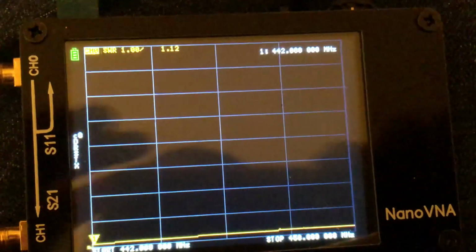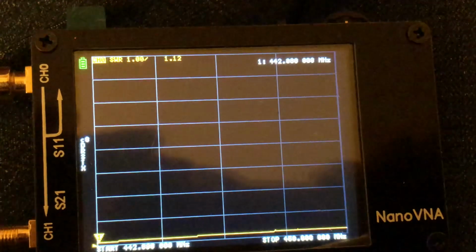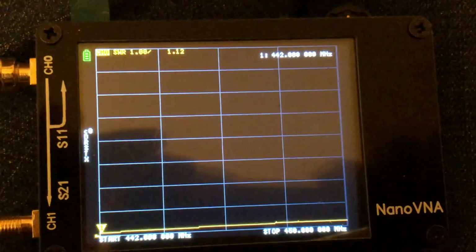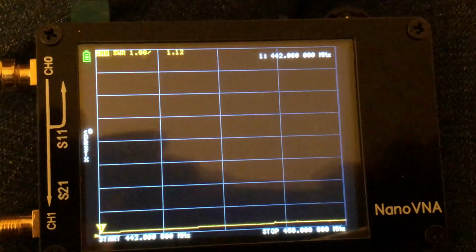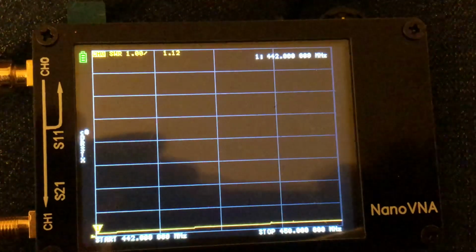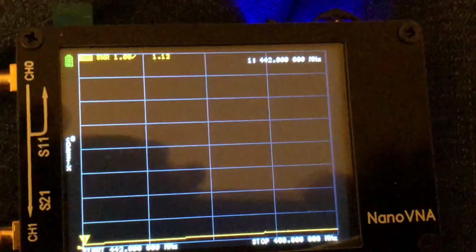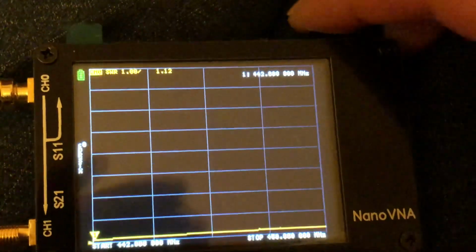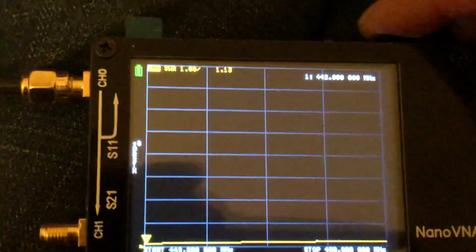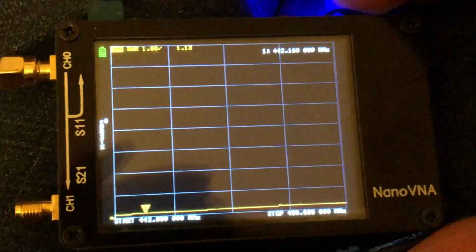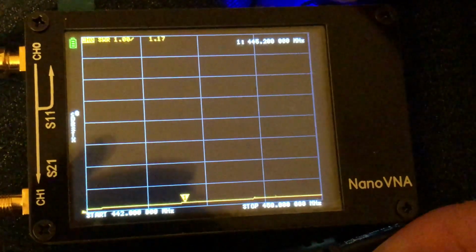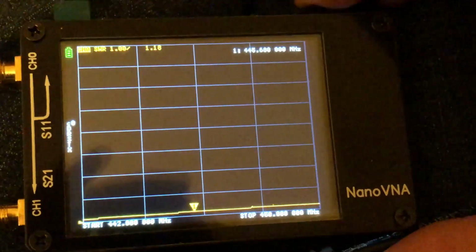Let me zoom in. All right, I don't know if you see the top right corner there, we are at 442. It's the lowest side I tuned it to. And we are at a 1.12, and I am ecstatic, excited, happy, jovial, joyous. So I'm going to move this down a little bit, see if we can find the calling frequency.